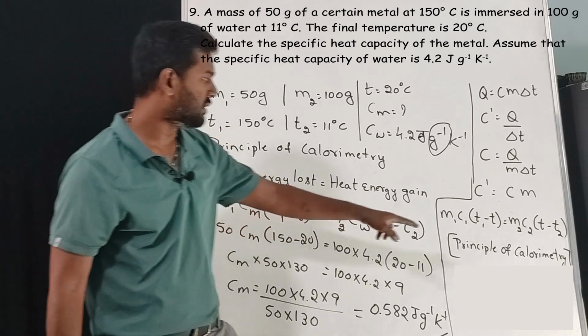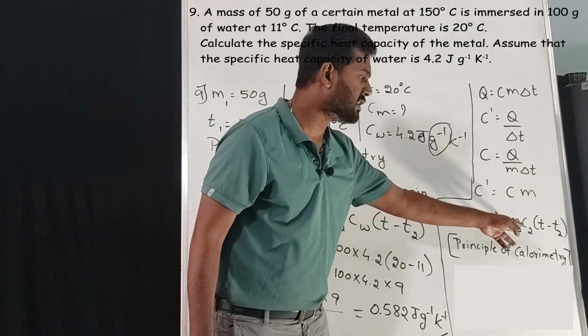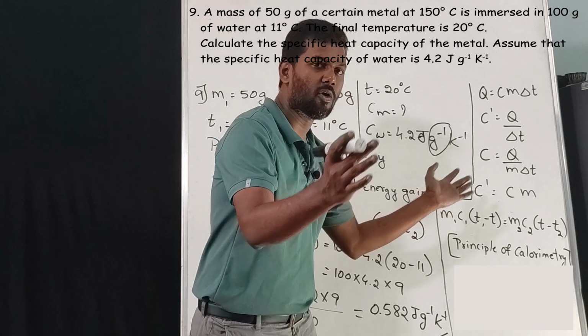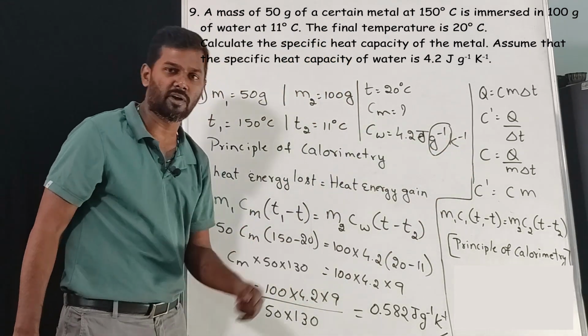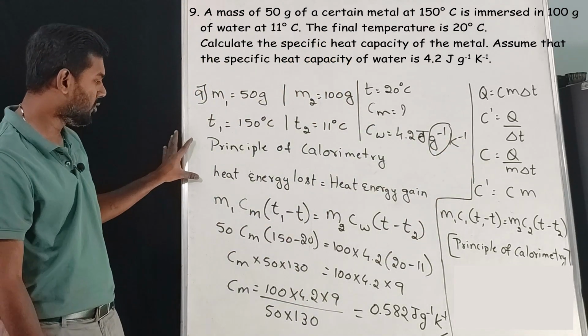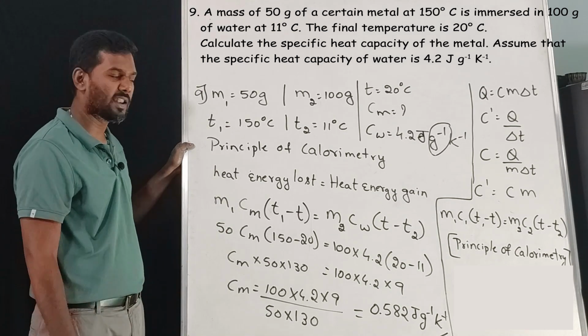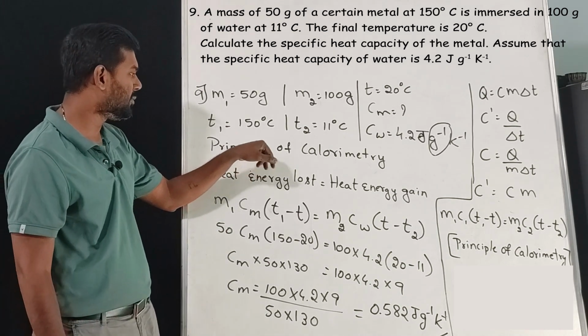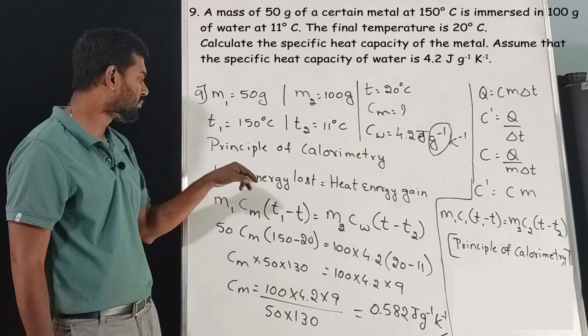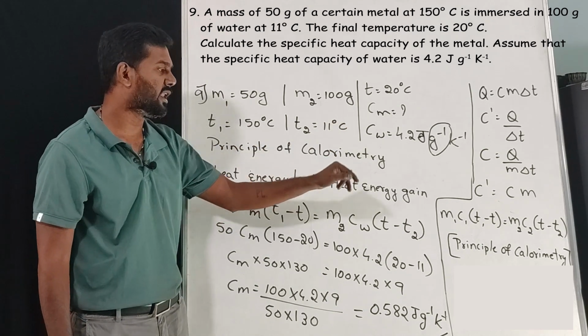First they'll solve this one separately, then they'll solve this one separately, then they equate, and then get the final answer. Instead of doing that, you can go for this method only. You will get the answer in 4 to 5 lines. So first thing is you need to write the principle of calorimetry. That means heat energy lost is equal to heat energy gain.